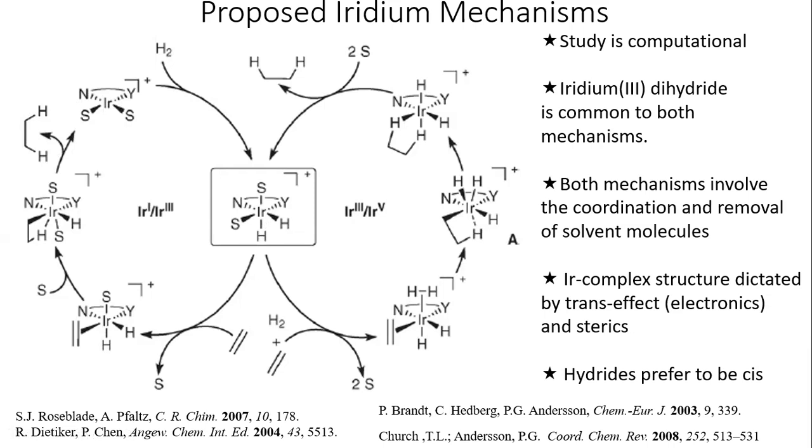There's evidence on both sides for one of these being the dominant pathway, depending on what the ligands are. And for the references here, on the left side, this method was developed by Faltz, and then Dedeker and Chen, right? So this is the iridium 1 to iridium 3 cycle. And then the iridium 3 to 5 cycle was developed by Brandt and Hedberg and favored by them. And again, these are computational models for what this mechanism looks like.